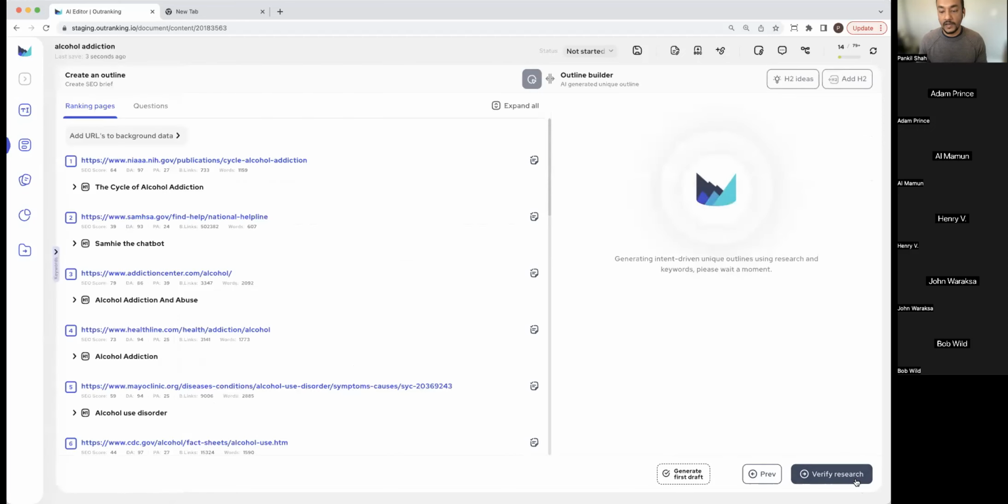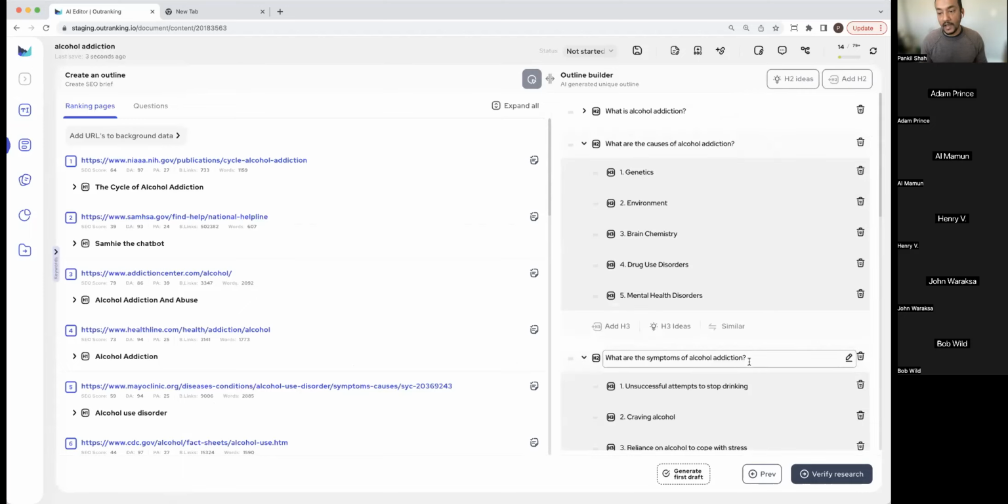Okay, let's go ahead and generate the outline. Now this is generating the outline. One thing to make clear here is that generating an outline with any AI tool and generating an outline with Outranking is very different. When you generate an outline using ChatGPT or any other tools, what happens is that you're most likely giving it guidance.